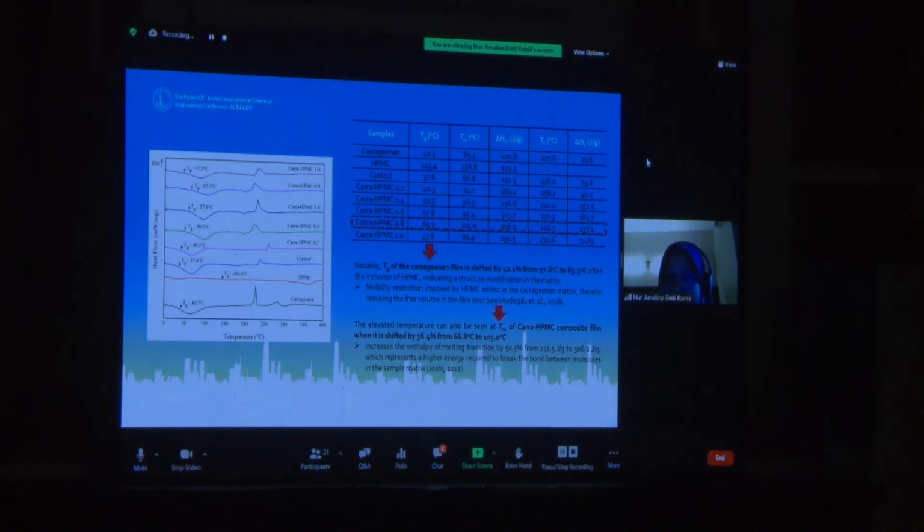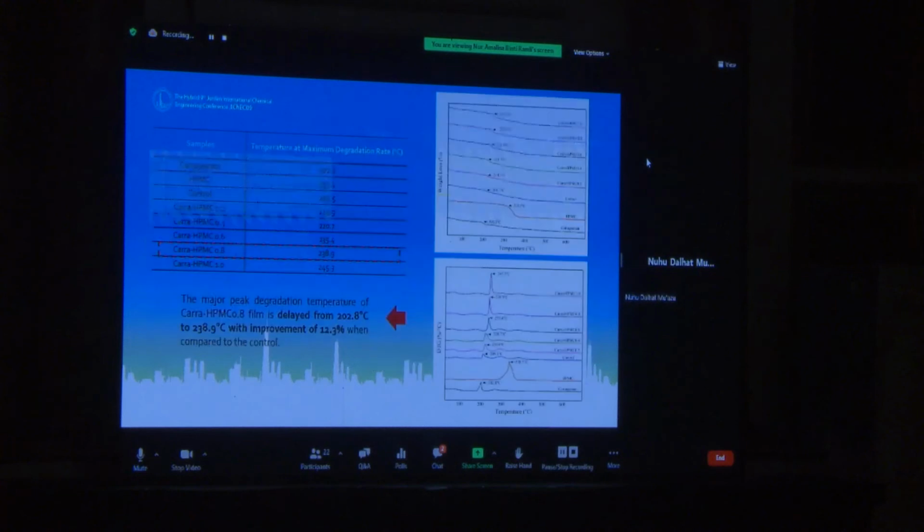So the melting temperature of this film is also shifted by 36%. So the enthalpy of the transition increases, which makes the film tougher and thermally stable.